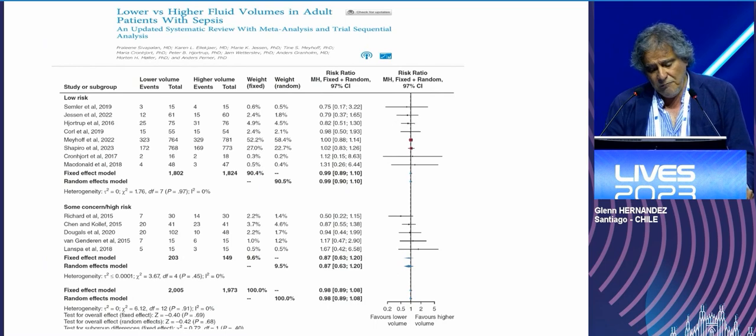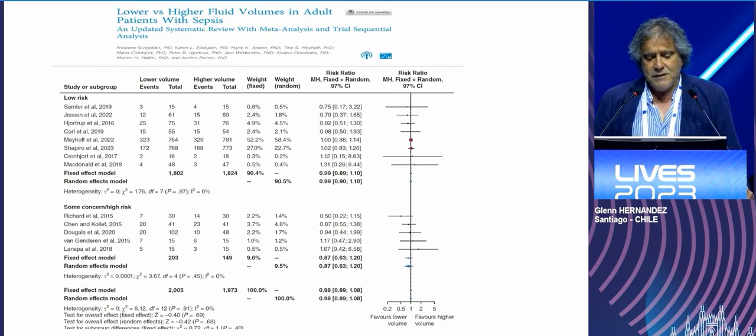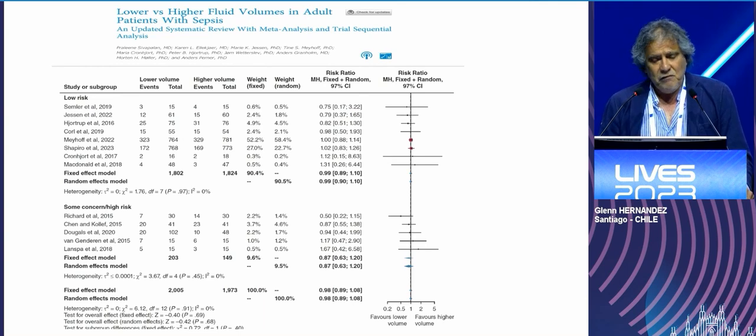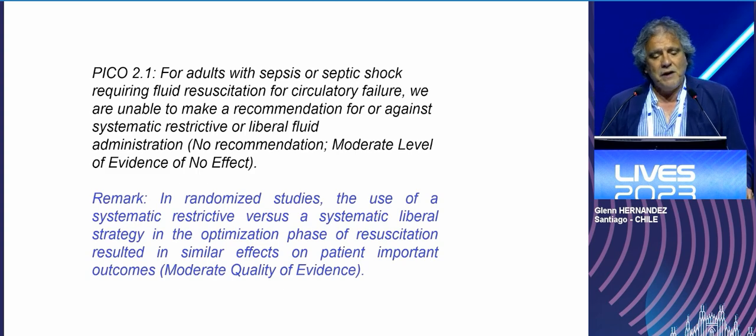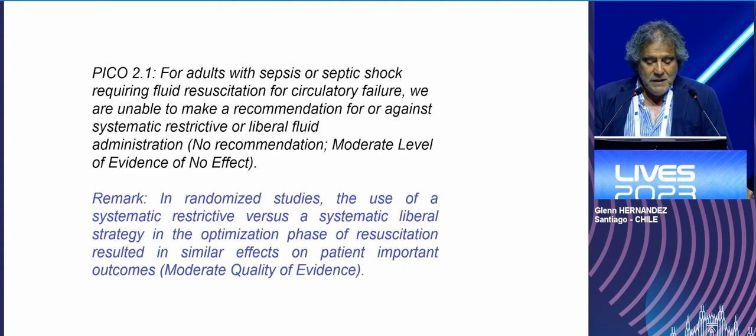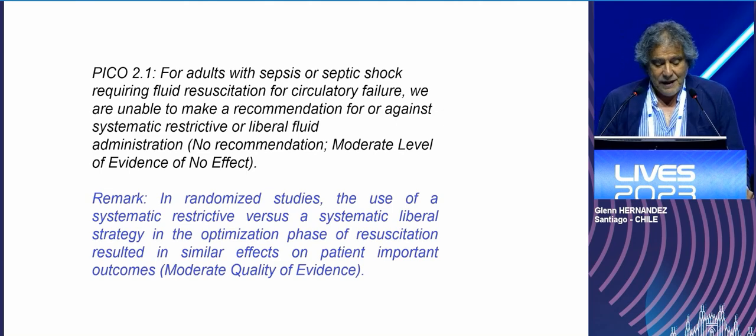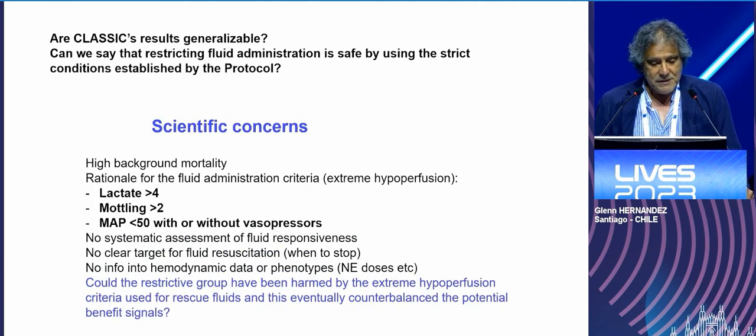And this was followed, as you know, by a recent updated meta-analysis which found no difference in major outcomes. So finally, and this is again a provisional, preliminary recommendation that has to be validated by the whole group, of course: for adults with sepsis or septic shock requiring fluid resuscitation, we are unable to make a recommendation for or against systematic restrictive or systematic liberal fluid administration under this criterion, because in these randomized studies, both arms led to similar effects on important aspects.